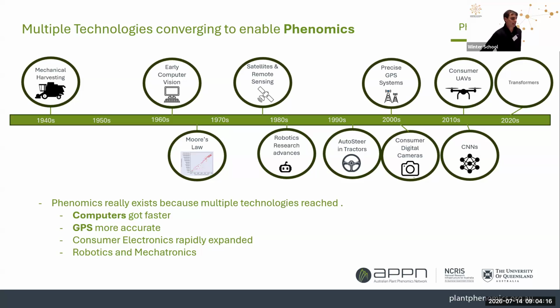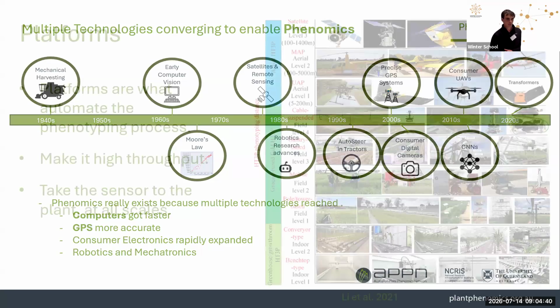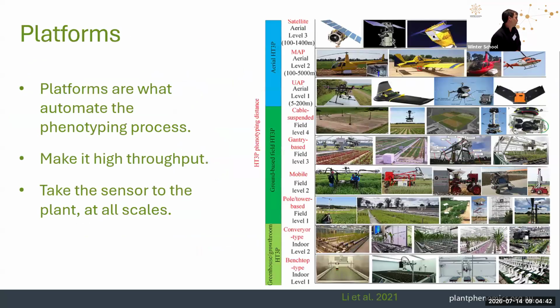And so, yeah, we needed faster computers for it to happen. We needed more accurate GPS so we could really geo-reference what we're doing. And also consumer electronics. So things like consumer cameras and drones, they drove the price of these sensors and technologies down to make them more accessible for researchers. And now we have robots and mechatronics as well. So all of these things converging. So when we're thinking about phenomics, we have to think about the platform. That's the thing that we put the sensor on.